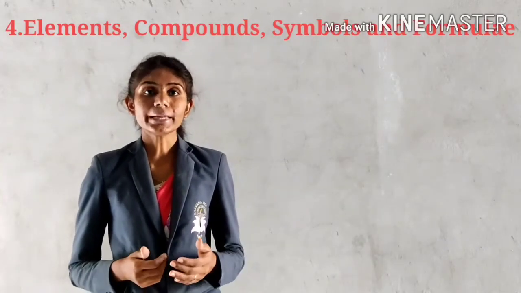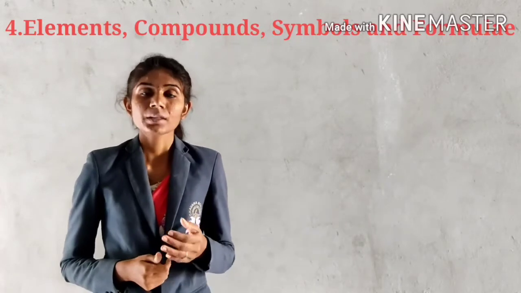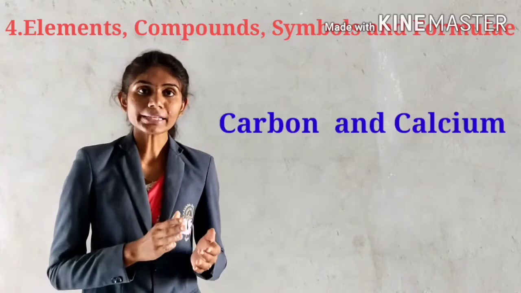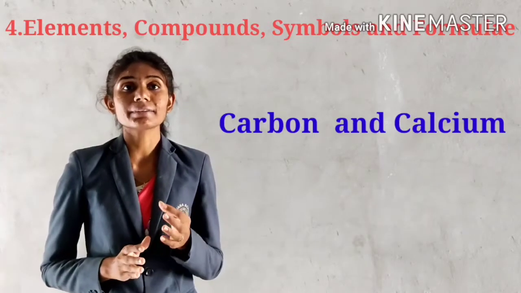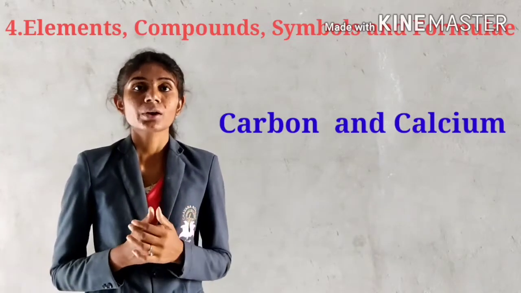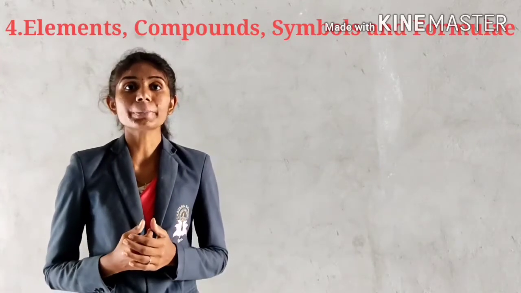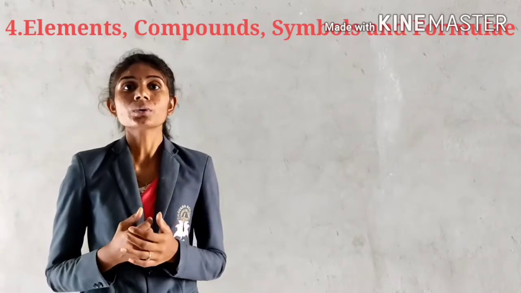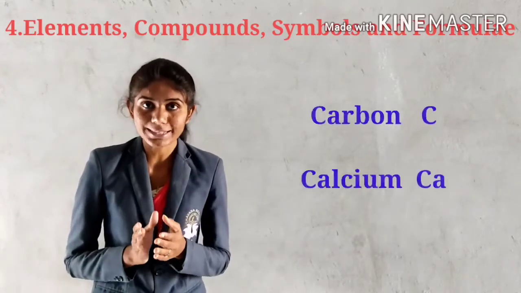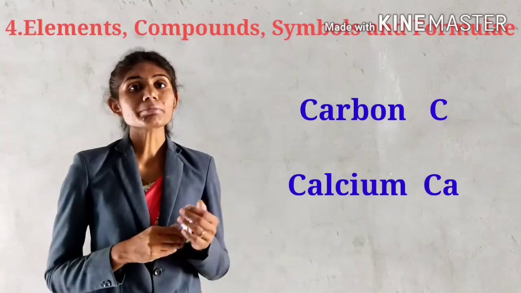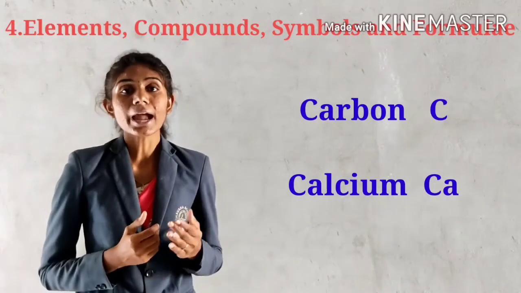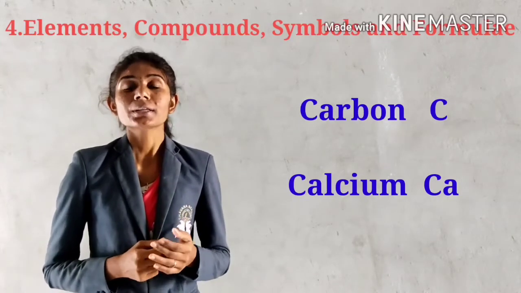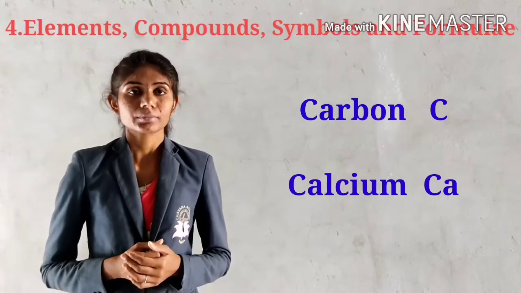When two elements have names starting with the same letter, for example carbon and calcium, they both start with the same letter, C. So in this case, we need to represent calcium with two letters. The symbol for carbon is capital C and the symbol of calcium is capital C and small a. Here we use two letters to show the symbol of calcium.